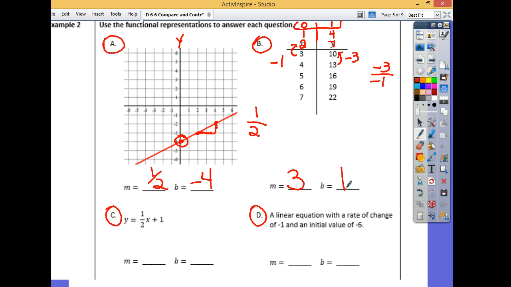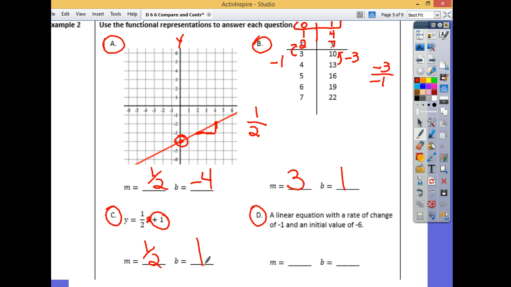How about C? Hold up your slope. This one's super easy. Yes, good. I'm seeing the answers fly right now. Awesome. Perfect. Doesn't get much easier. What's with our x? Our slope is 1/2. Our y-intercept is 1.